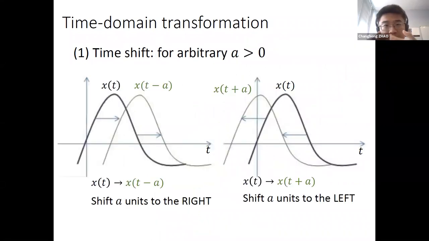And from those two particular examples, we can obtain this general law. We have a continuous time signal, x of t, which can look arbitrary, but it's continuous time. Then given an arbitrary number a larger than 0, if we change x of t to x of t minus a, then we are shifting it to the right along the time axis by a units. And if we change from x of t to x of t plus a, then we are shifting the signal by a units along the time axis to the left. This is the time shift of a signal.